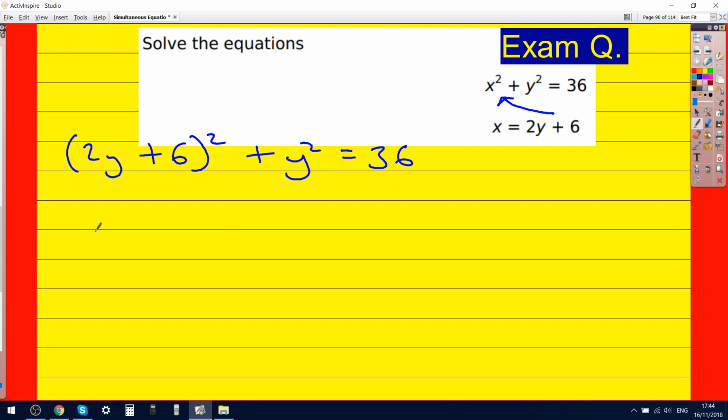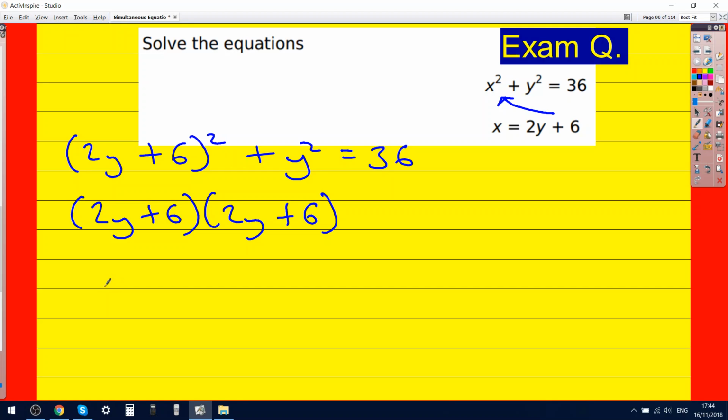So squared means times itself. So I just write it twice and expand it the normal way. And the screen's not updated for me. There you go. So then you do 2y add 6, 2y add 6. So then you get in the next bracket.